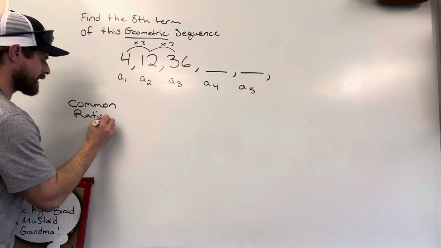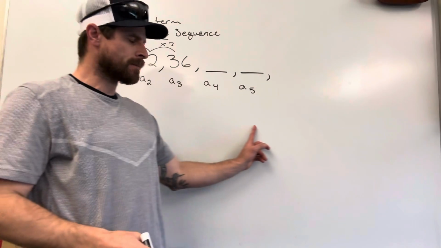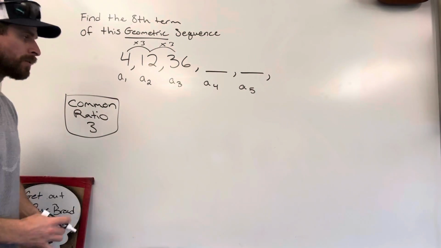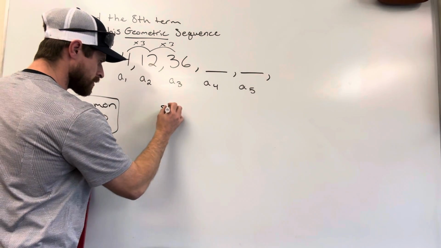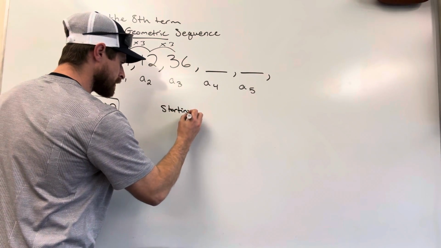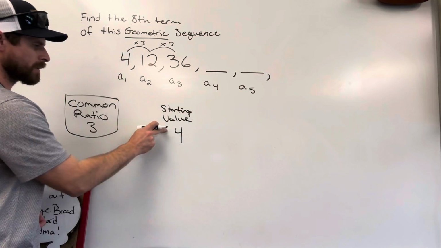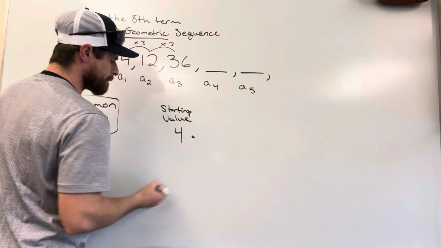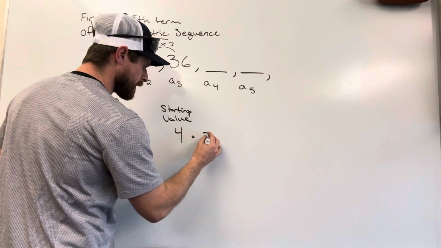Now we're going to want to write that down and keep track of it because we're going to be using that. We're going to create something over here that's happening. So this pattern looks like we're taking a starting value. So we're going to say starting value. That's going to be the first number, and that's a 4. We started with a 4. And then we multiply that by the common ratio. In this case, it's a 3. So we're multiplying that by 3.